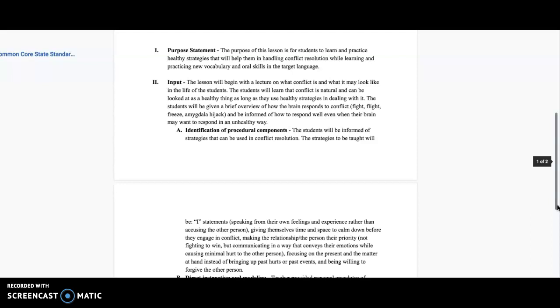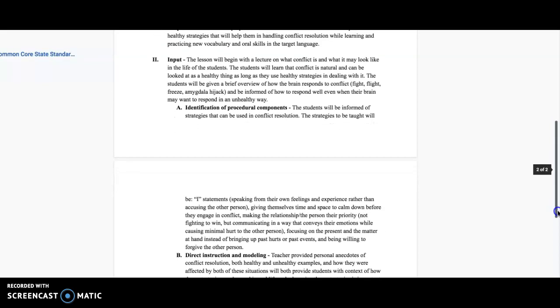So I will then go into discussing those strategies, the same ones that I used in my presentation: the I statements, giving themselves time and space to calm down before they engage in the conflict, making the relationship and the person their priority, and not just trying to fight to win. Focusing on the present and the matter at hand instead of just bringing up the past, and then also being willing to forgive the other person involved in the conflict.